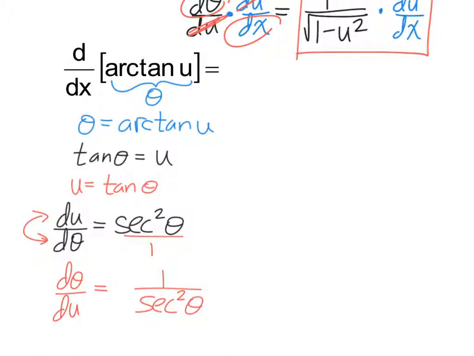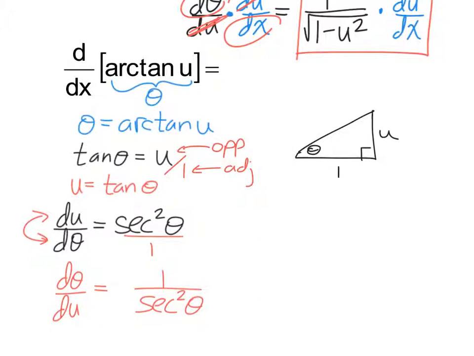All right, and the rest of it is just cleaning it up. So tangent of theta is u over 1. Opposite side, adjacent side of the corresponding right triangle. The opposite is u. The adjacent is 1. We're just going to need the hypotenuse. One plus u squared under that radical.